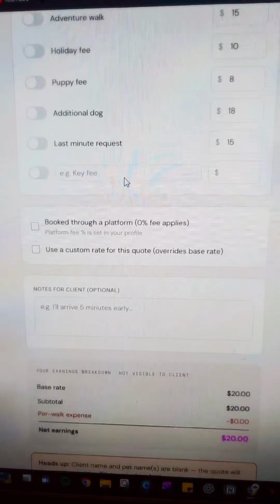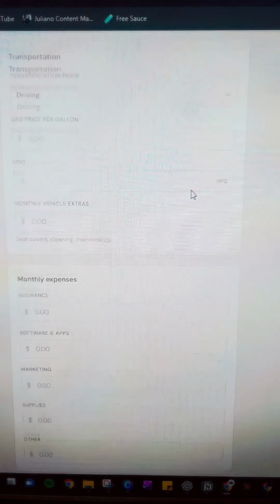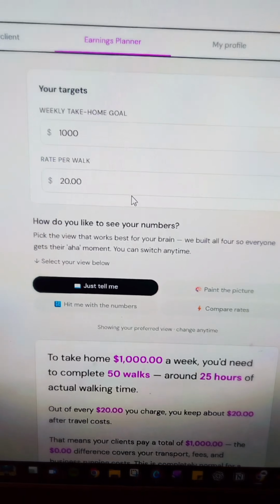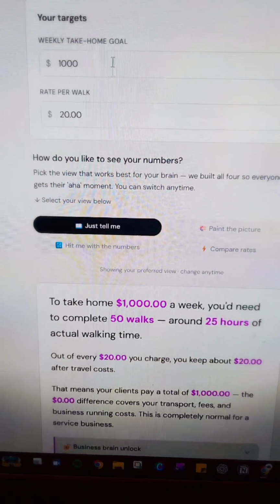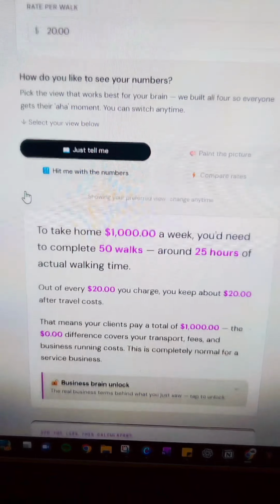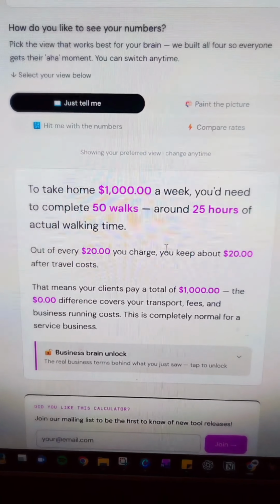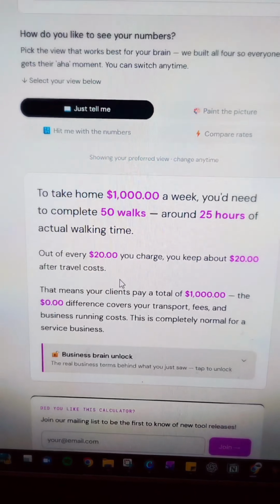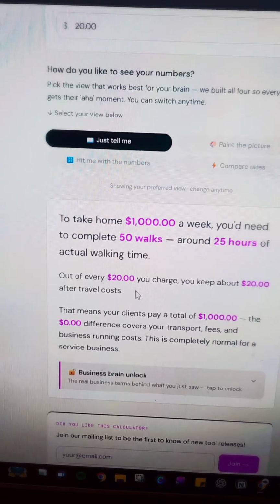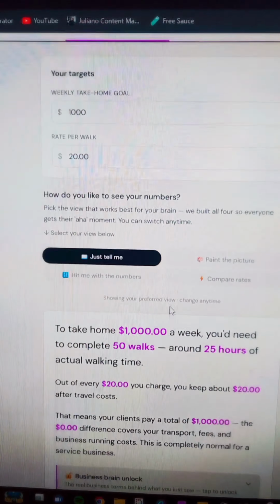The quoting part I'll show later, along with the profile stuff. But let's get into this one, because this is a beast. Let's say people say, I want to make $1,000 a week, but I'm going to charge $20. This helps them understand that to actually hit that, you would have to work X amount of hours and do X amount of walks, and based on your expenses, you would need to do at least a little bit more to compensate if you're trying to take home $1,000. So this really builds it in for them.